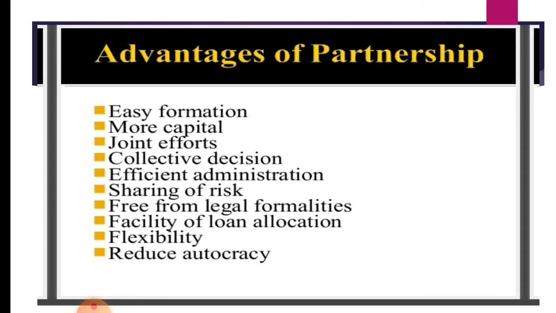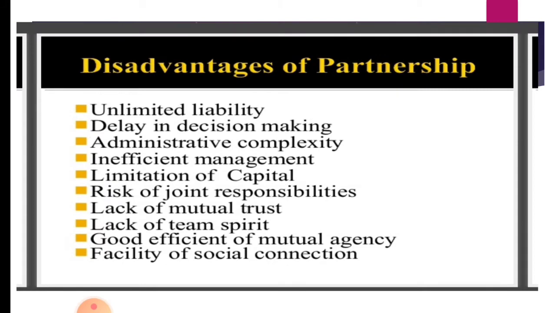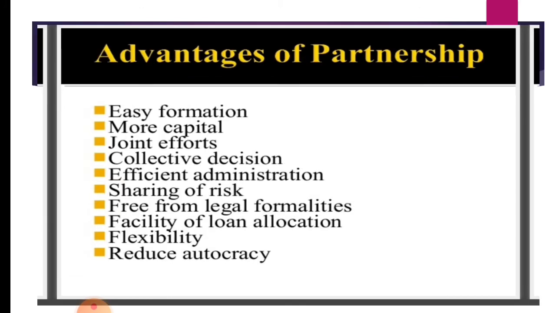Now let me give out the advantages of partnership form of business. Unlimited liability. This is one of the advantages. Delay in decision making. Disadvantage. Now let me first give you the advantages and then go to the disadvantages. Easy formation. So easy formation, how is it an advantage?